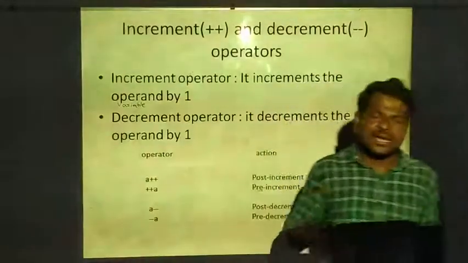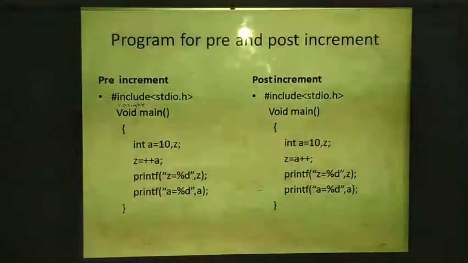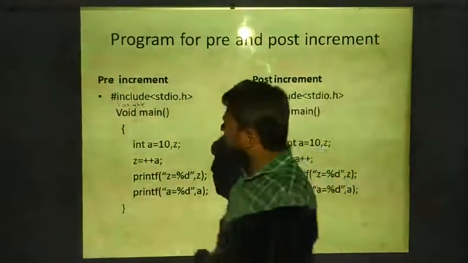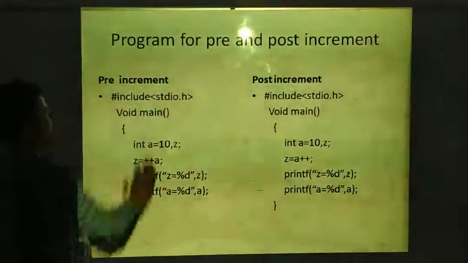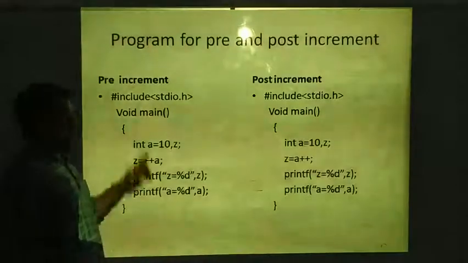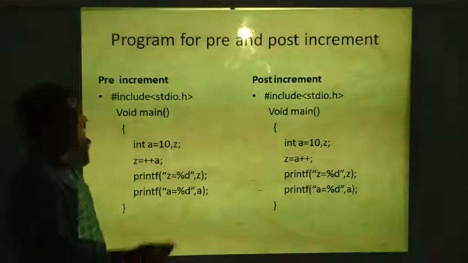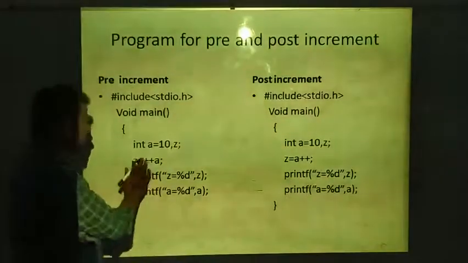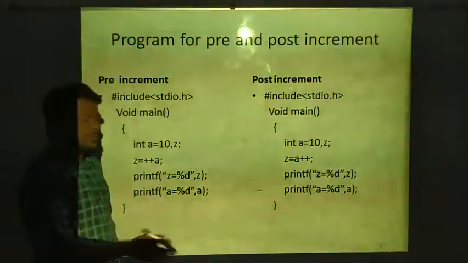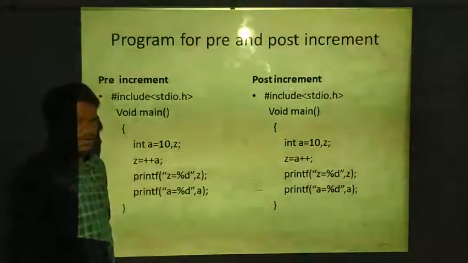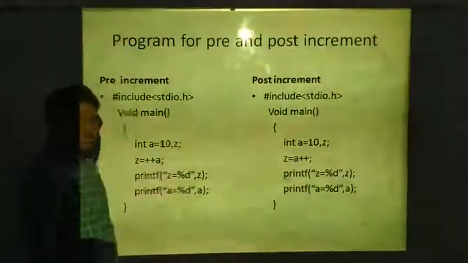Now let us see the program for pre and post increment. Here, this is the header file, right? Void main, the same syntax we are following here for writing the program for pre and post increment. Here we are declaring the variable A is equal to 10. The value of A is 10, and also we have taken a variable of integer type, Z.